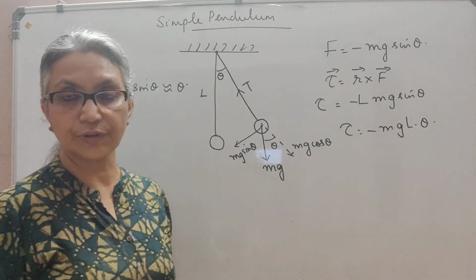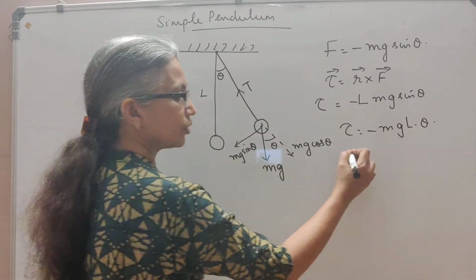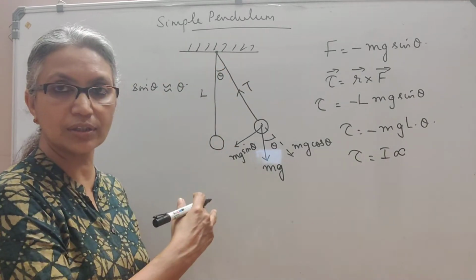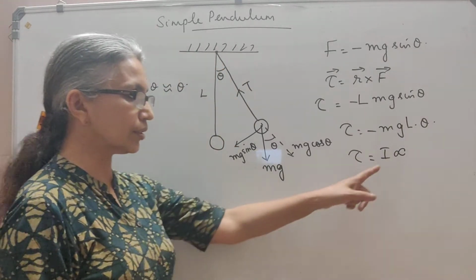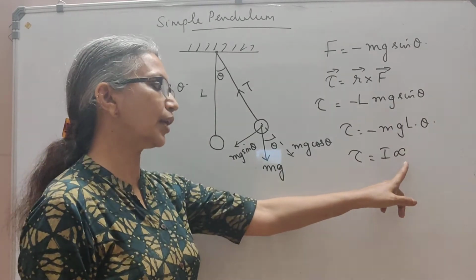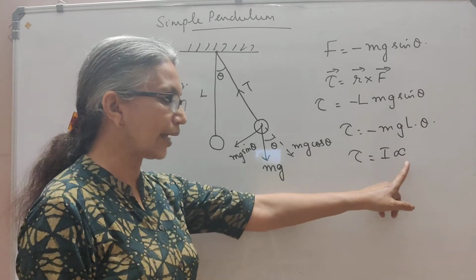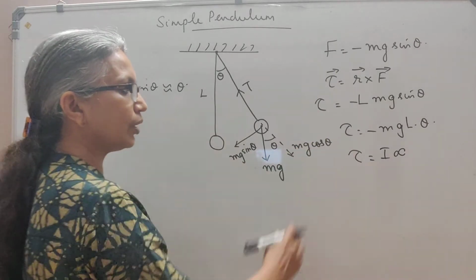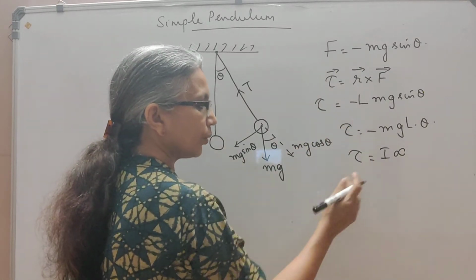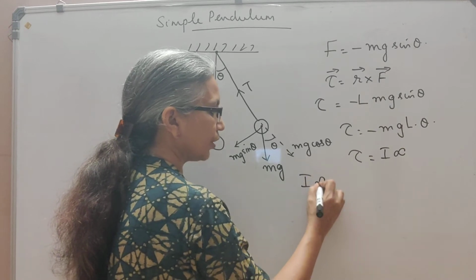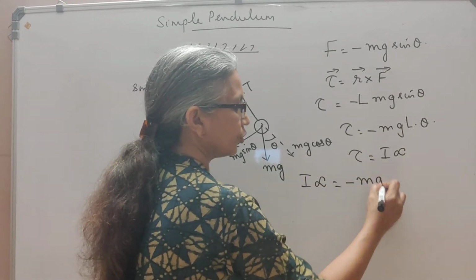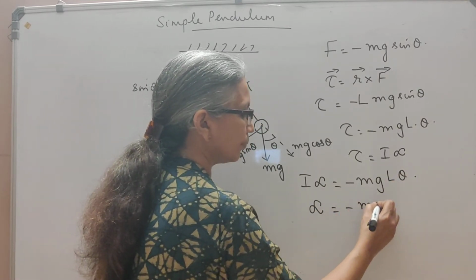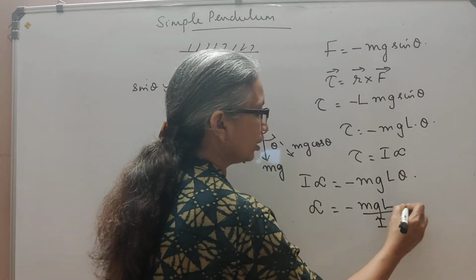But we also know from last year, from rotational motion, this restoring torque can be expressed as I into alpha, where we have the analogous equation F equal to ma, where mass is replaced with moment of inertia, linear acceleration is replaced with angular acceleration, and the force is replaced with torque in rotational motion. So we have the formula tau equal to I alpha. Now I may equate the right hand sides and write I alpha is equal to minus mgl into theta, or alpha is equal to minus mgl by I into theta.